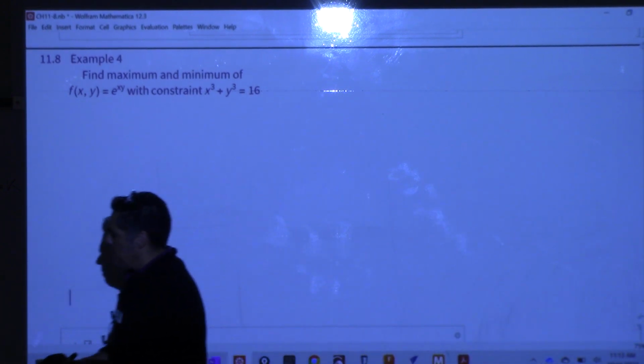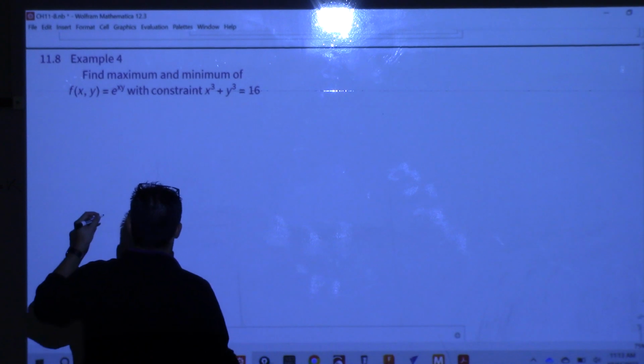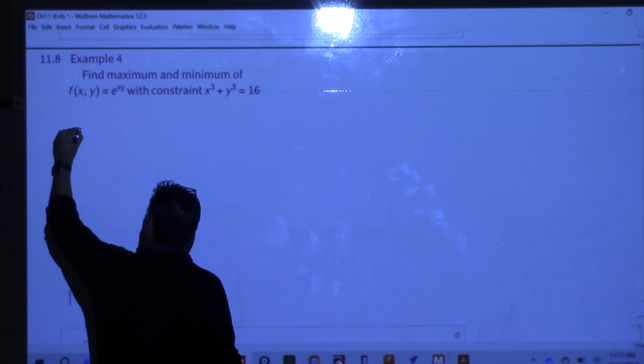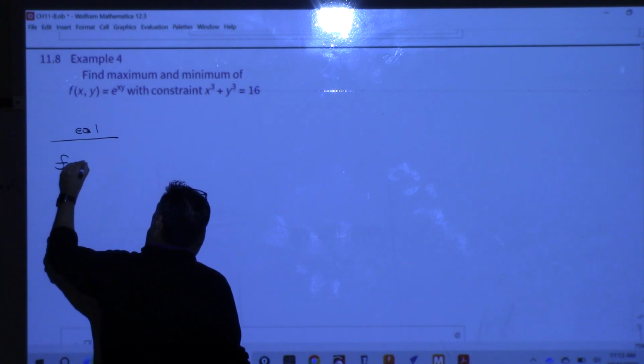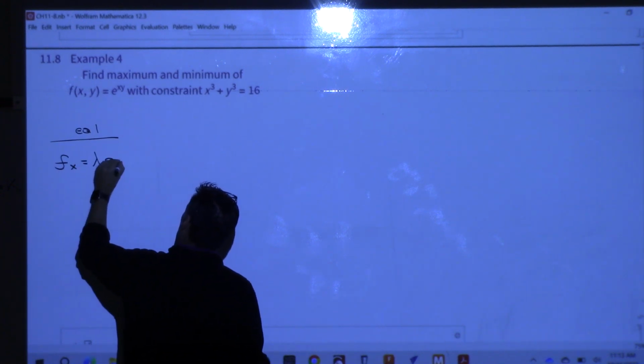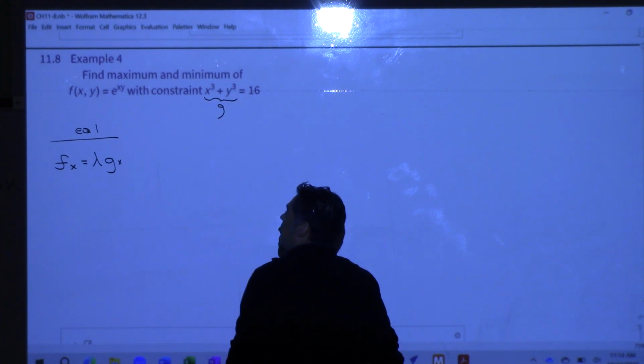Find the max min. There's your surface. There's your constraint. Looks, it's not a quadratic, right? Or it's not a circle there at the end. X cubed plus y cubed equals 16. F of x, y is e to the xy. Let's get our equations. Equation 1: partial of f with respect to x equals lambda partial g with respect to x. This is our g right there.